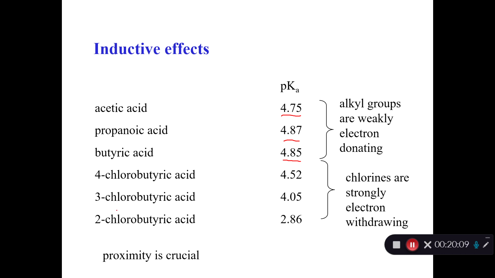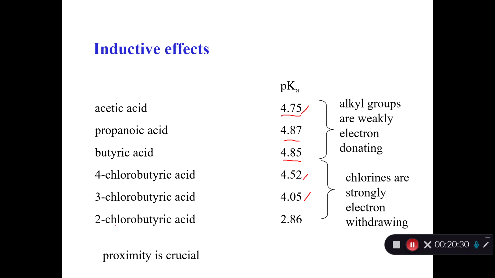But if we start to add chlorines, if we add the chlorine all the way down at the end of the molecule, at the end of the butyric acid, the pKa goes from 4.75 to 4.52. So it goes down a little bit, not a ton. If we instead add that chlorine one carbon closer to the scene of the action, we go from 4.75 to 4.05. Now we're having a bigger effect.